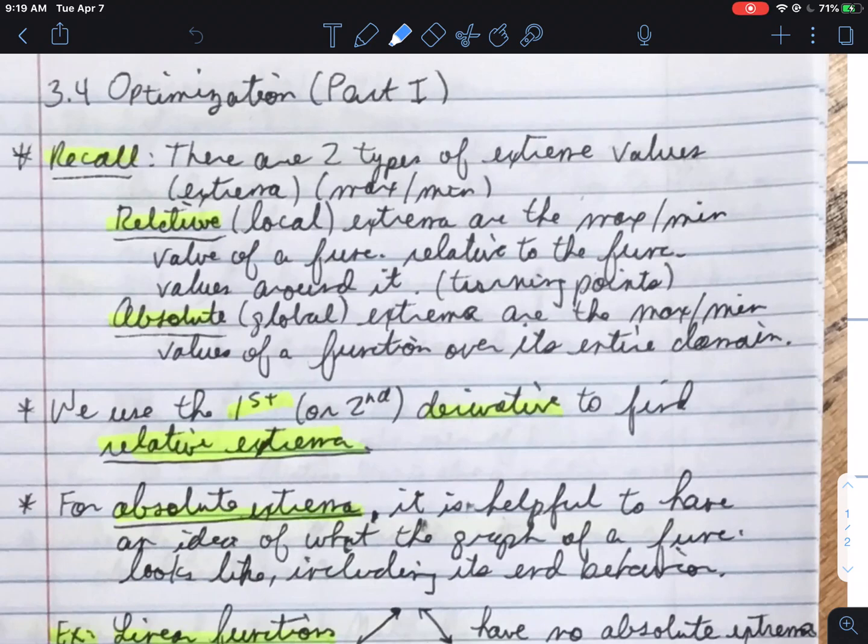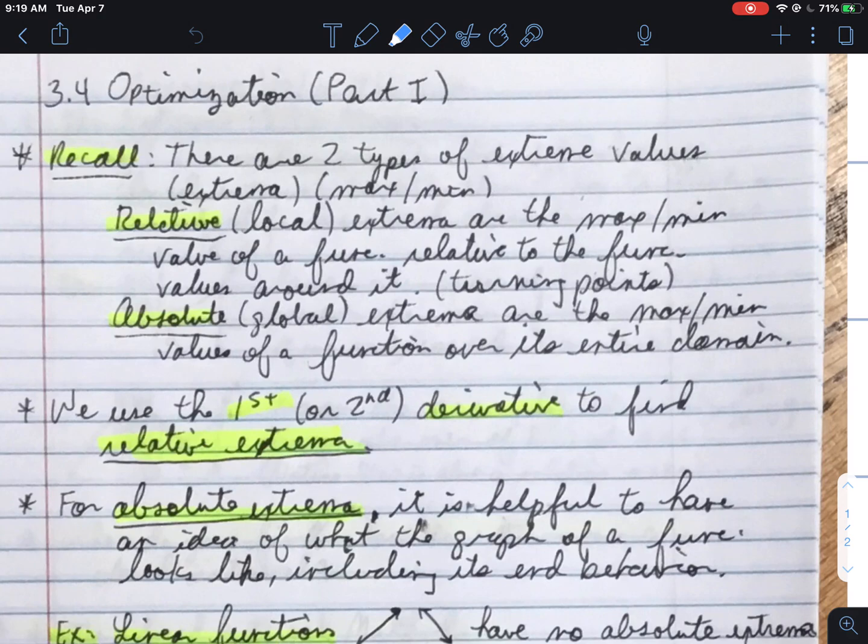All right, the next couple of sections, sections 3.4 and 3.5, both deal with what is called optimization. So this will be optimization part 1, and section 3.5, optimization part 2. Optimization problems put into practice all that work we've been doing with finding maximum and minimum values of functions, right?